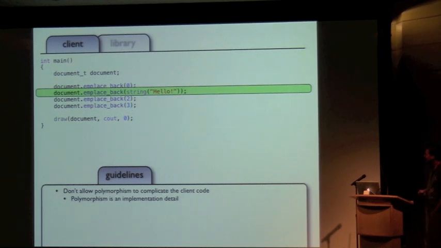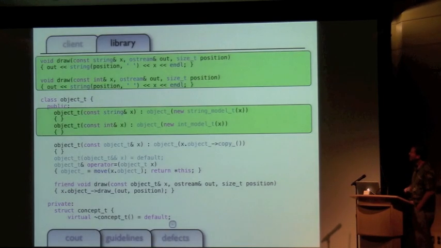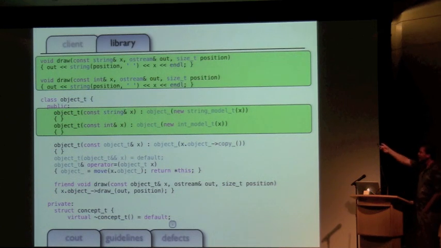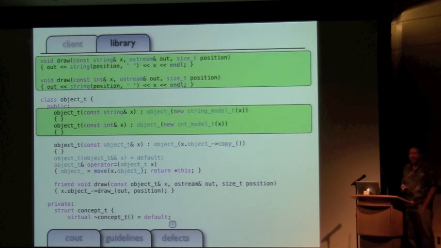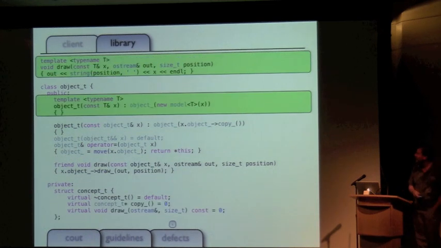Okay, so guidelines. Don't allow polymorphism to complicate the client code. My client shouldn't have to know that I've got a polymorphic use case using the code. So, we can do better than this, though. This code is awfully similar. It's almost identical. It's like copy and paste code here. What should we do about that? Make a template, yeah. Okay, there we go.